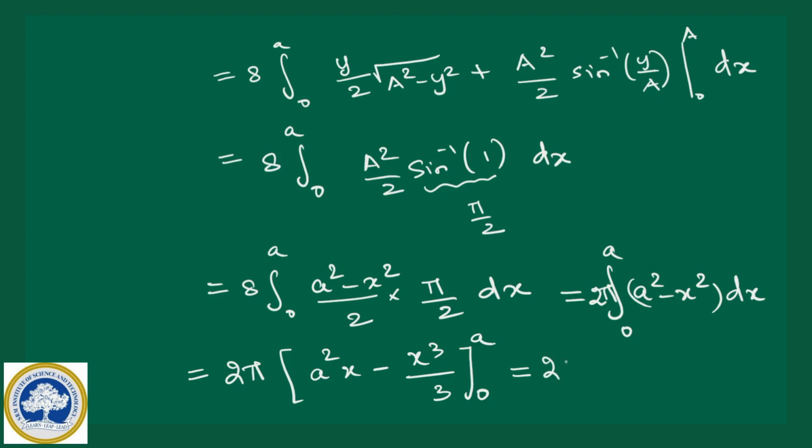So we can take common 2 pi a cube into 1 minus 1 by 3. So this is equal to 3 minus 1 is 2, so 2 by 3, which means that the final answer is 4 pi a cube by 3. So already you know that the volume of the sphere is 4 pi r cube by 3, where here the radius r is nothing but a, so that we got the answer as 4 pi a cube by 3. So this is the way we have found the volume of the sphere using triple integration.